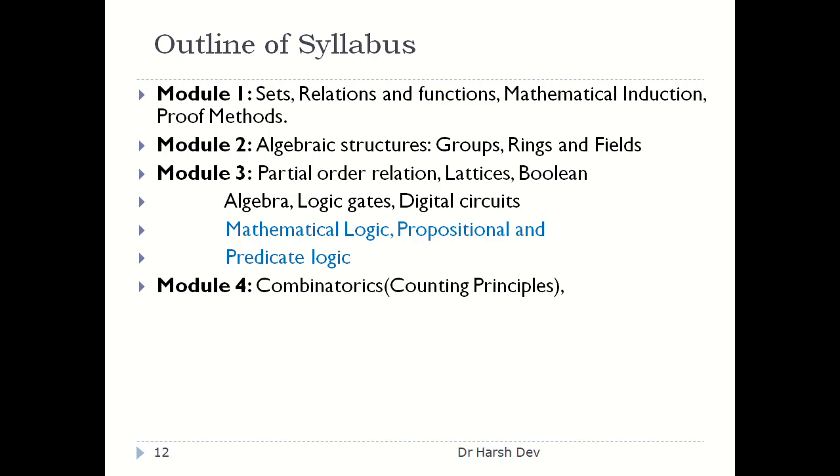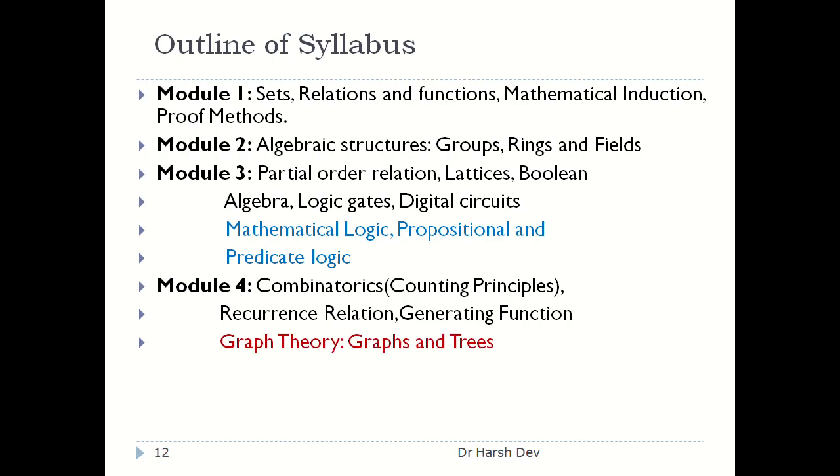Module 4 contains all about combinatorics and graph theory. These are the things that we will be studying, right? It also includes recurrence relation, generating function, as well as graph theory, which includes graphs and trees. So this is the basic outline of our entire syllabus that we are going to study.